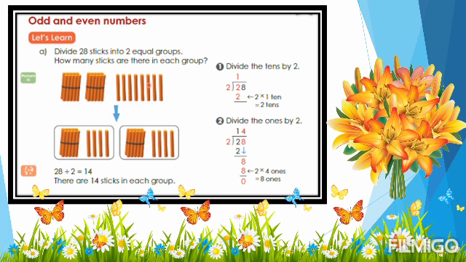Okay, class, on this slide now we'll be learning odd and even numbers involving division. We'll be discussing this one, class, using a problem. Divide 28 sticks into 2 equal groups. How many sticks are there in each group? There are 2 steps to answer, class. The first one, divide the tens by 2. Our dividend is 28 and 2 is our divisor.